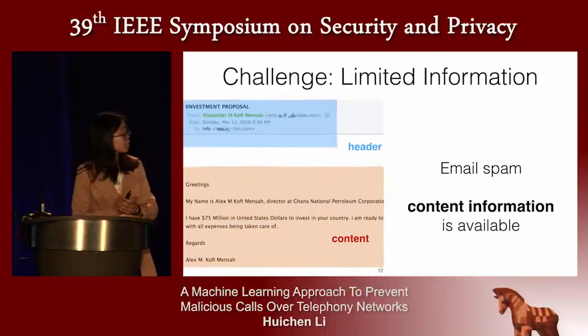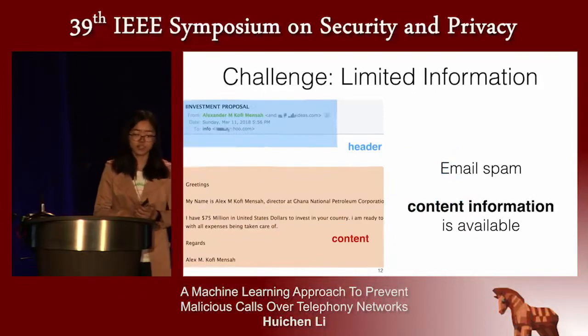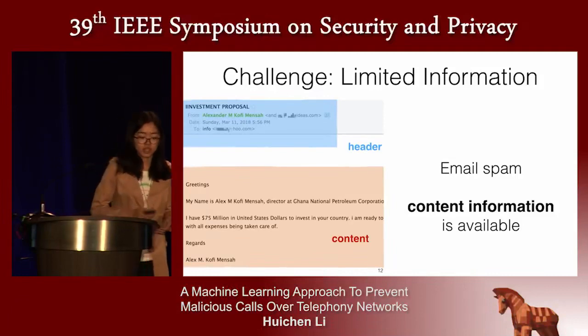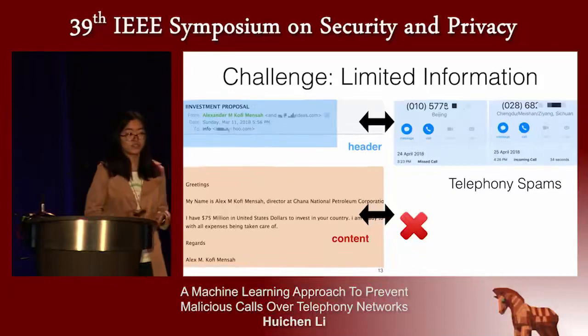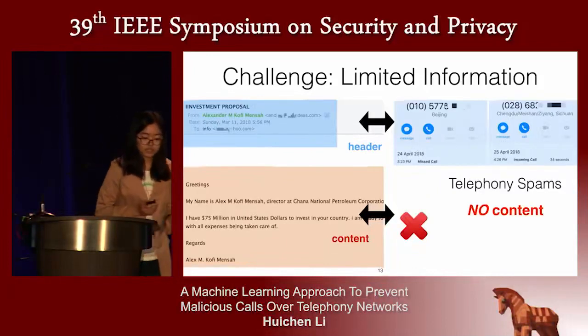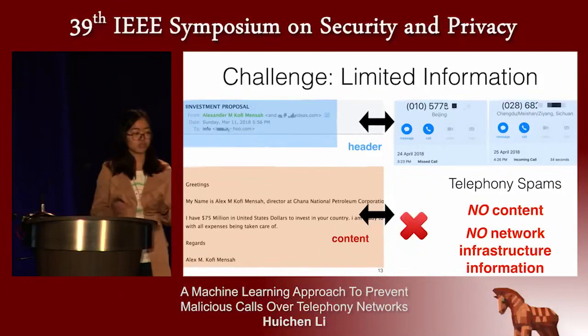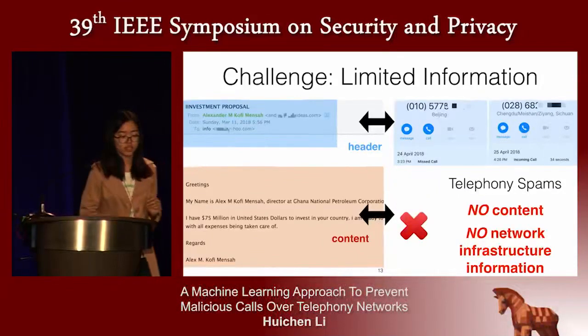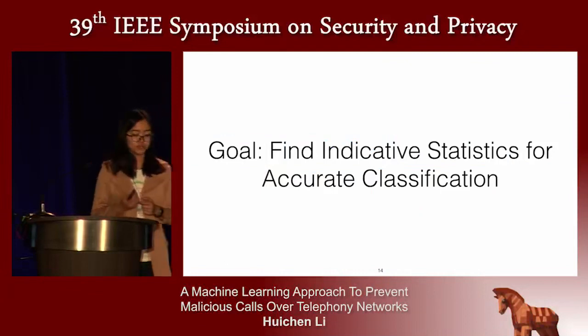There is one challenge, that is we have limited information. If you consider email spam detection problems, we have the header information, and we also have the content information. But for telephony spams, we have the header information, but we don't have the content or network infrastructure information. So our goal is to find some indicative statistics for accurate classification.